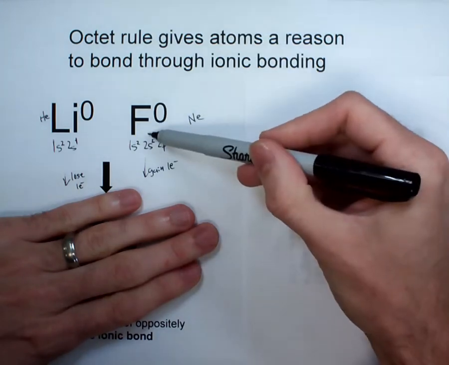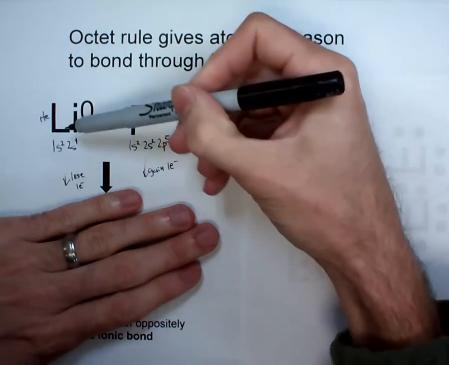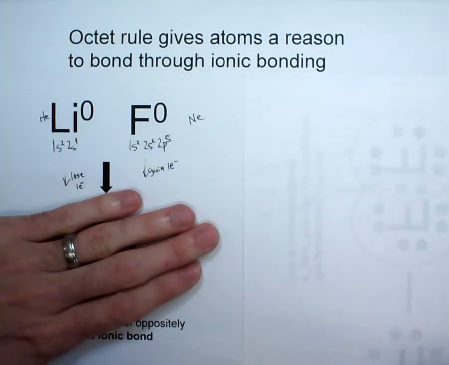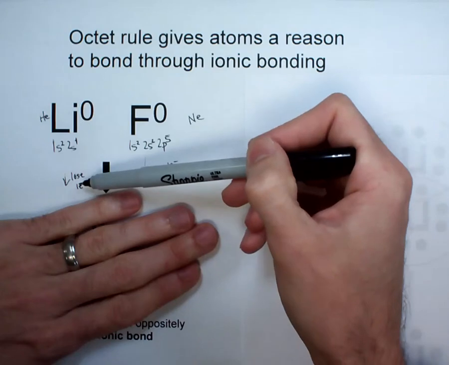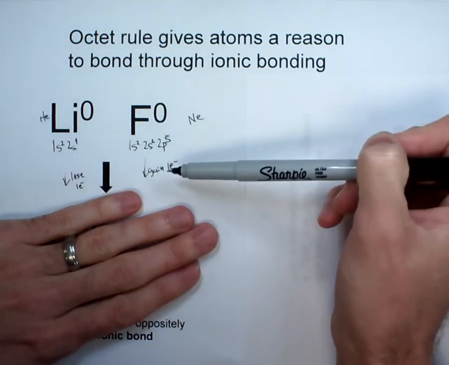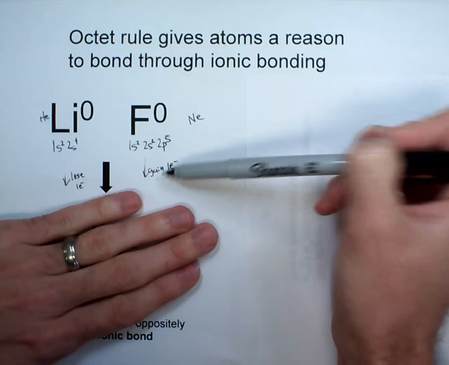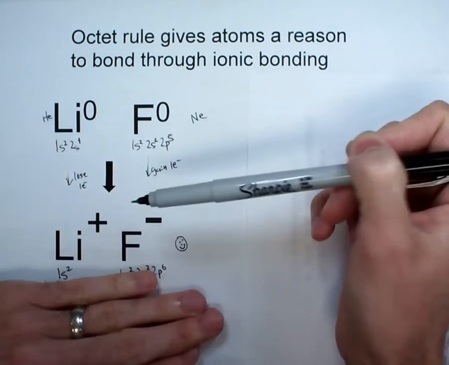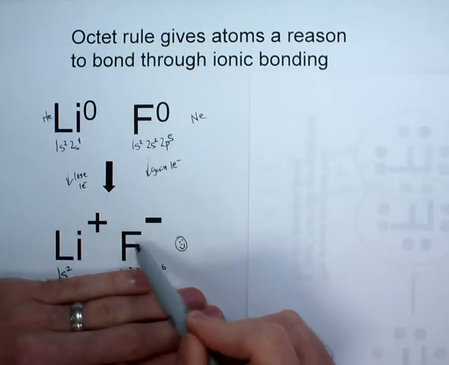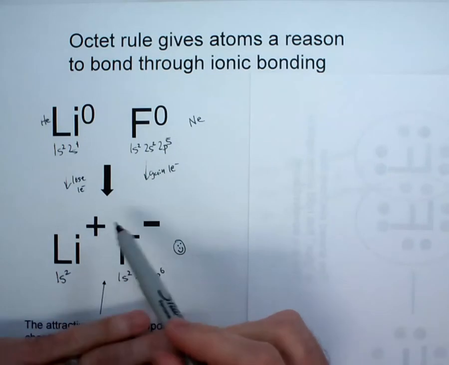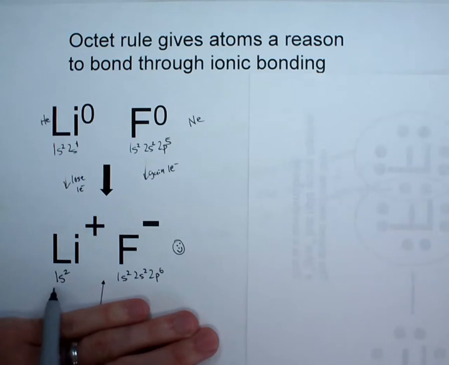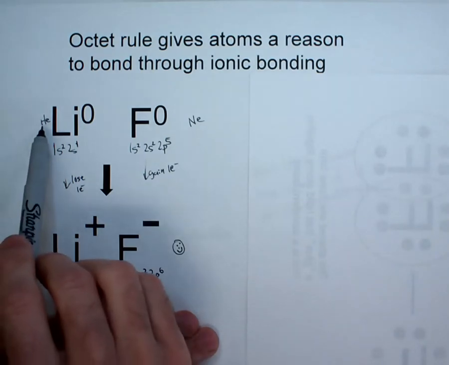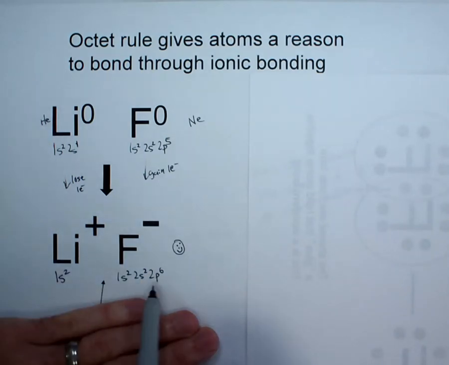So fluorine wants to have neon's configuration, lithium will want to have helium's electron configuration, and because of that, lithium would be inclined to lose an electron, fluorine would be inclined to gain an electron, and in doing that, that would create a negatively charged fluorine and a positively charged lithium. Notice that the electron configuration of this guy is helium's configuration. This configuration is neon's, so they're both happy.